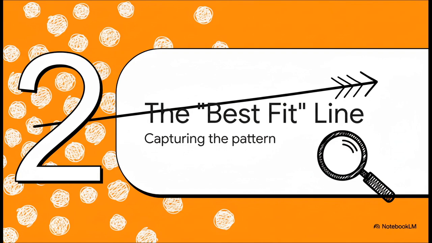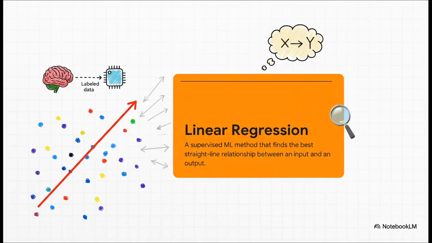All right, so we see a pattern. But how do we actually turn that visual clue into a tool that can make a prediction? The answer is we need to find the one single straight line that cuts through that data in the best way possible. And there's a name for this technique. It's called linear regression. It's what's known as a supervised learning method, which is just a fancy way of saying it learns from examples where we already know the right answers. Its entire job is to find that perfect straight line that describes the connection between our input and our output.